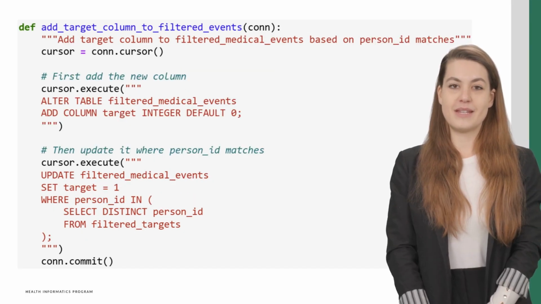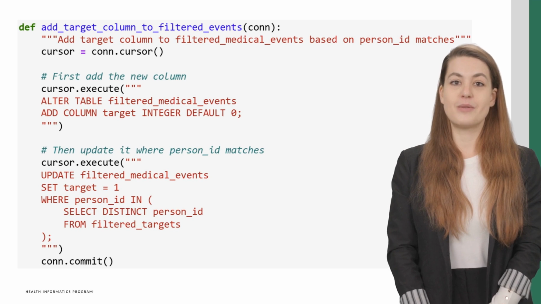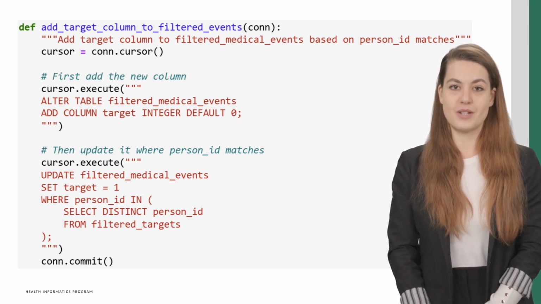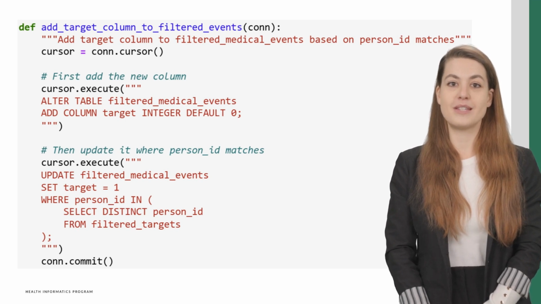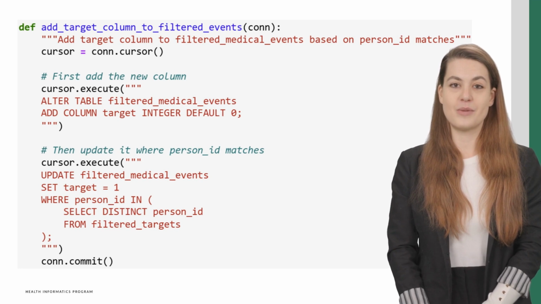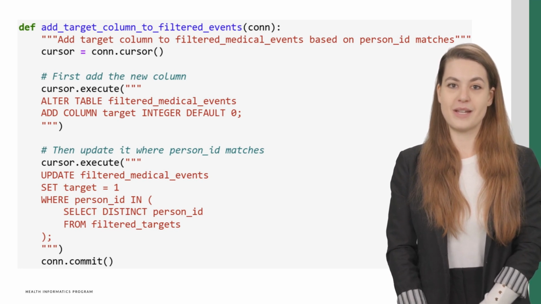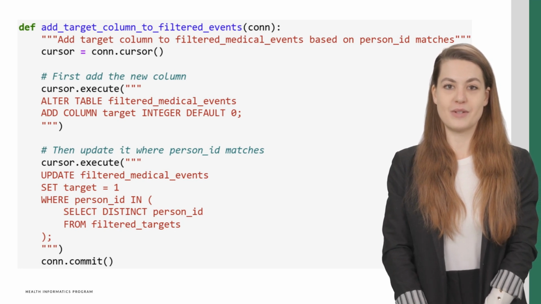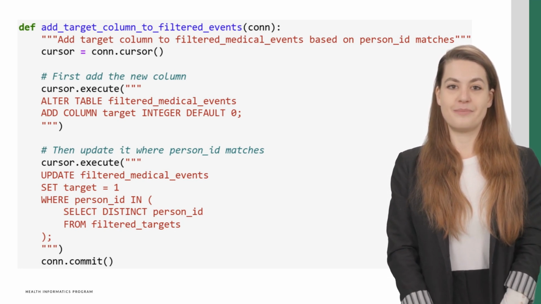This slide explains how to label medical events based on their relevance to the target group. First, a new column is added to store the target label, initially set to 0 for all records. Then, the column is updated to 1 for records where the person has been identified. This step ensures that medical events are correctly marked based on whether they are associated with the target population.